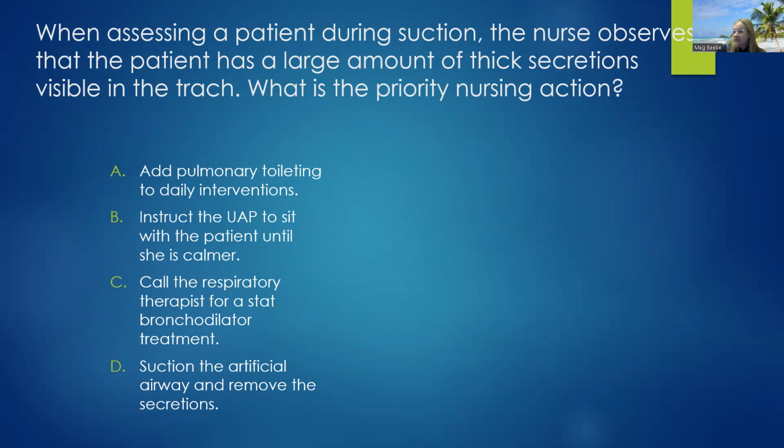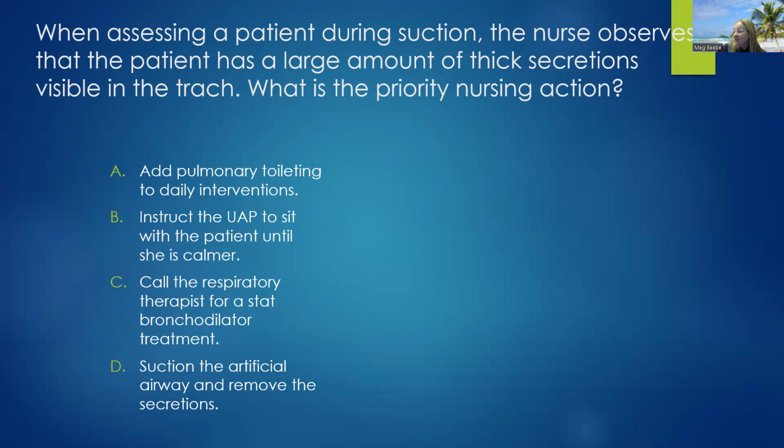Instruct the UAP to sit with the patient until she is calmer. C, call respiratory therapist for a bronchodilator treatment, STAT. Or D, suction the artificial airway and remove the secretions. Well, in this particular case, we see these large secretions visible at the trach. We need to suction those away. No sitting with the patient is going to improve that issue.